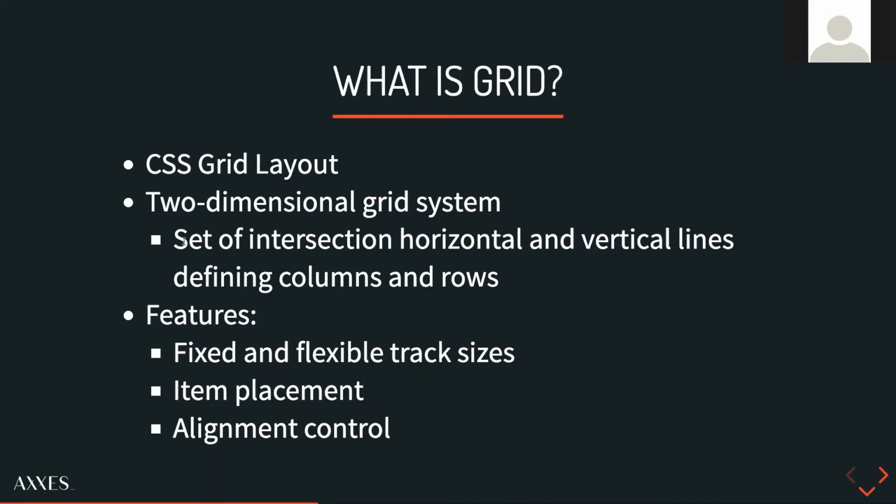This is maybe for CSS grids an important definition: a set of intersections of horizontal and vertical lines, which defines columns and rows. We'll see this later. Features: fixed and flexible track sizes, item placement, and alignment control. Not as good as in Flexbox, the alignment control, but in the exercises I prepared, this was more visible. I hope we will see this in the demo.